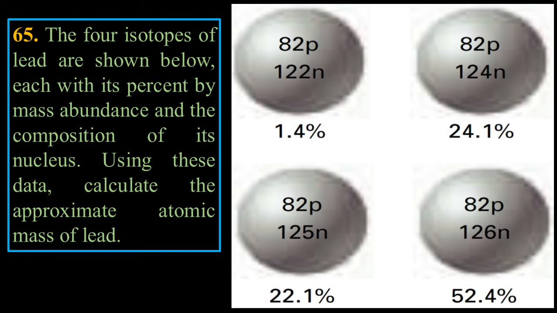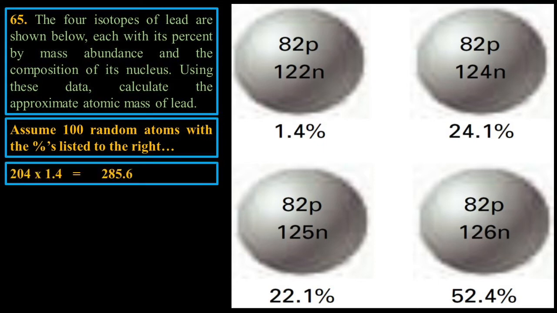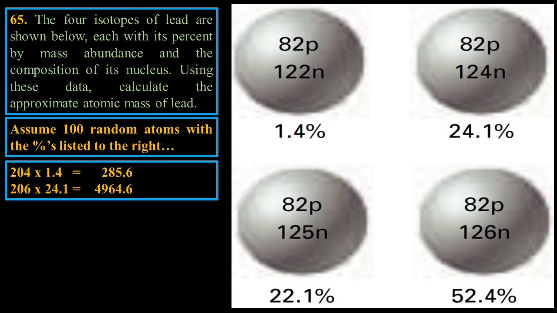I want to calculate the total mass of all 100 atoms. Assume 100 random atoms with the percentages listed to the right. So, what do I do? Well, I multiply 204 by 1.4, and that's 285.6. That's the mass of that many of that isotope. And 206 times 24.1.